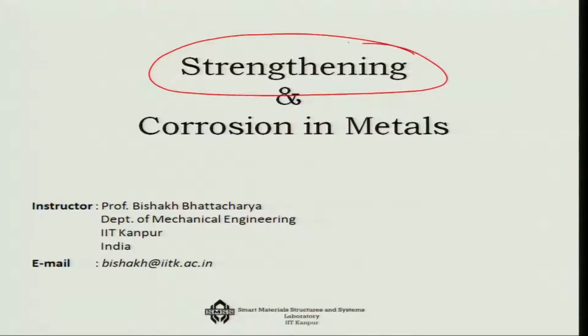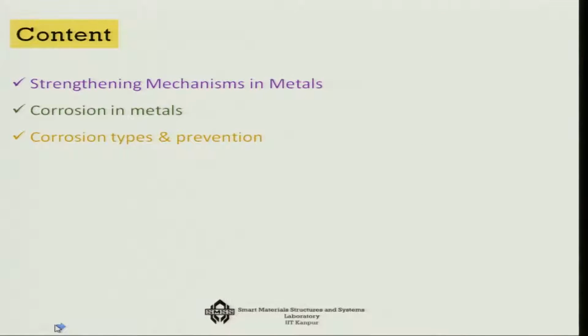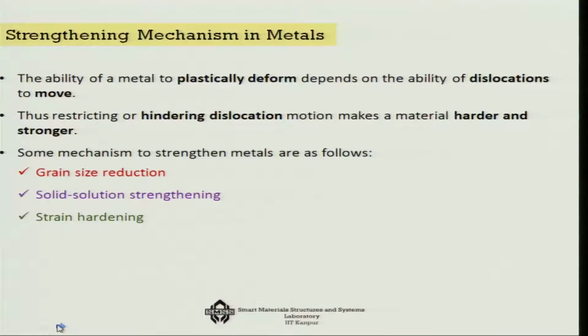strengthening of metals. Now, also because of the basic metallic nature, there are always susceptibilities to different kinds of corrosive environment. So, that also we will talk about in the second section. So, both strengthening and corrosion of metals is what we are going to discuss today. Okay. So, strengthening mechanisms in metals, corrosion in metals, and some of the corrosion types and their prevention. This is our object of study today.